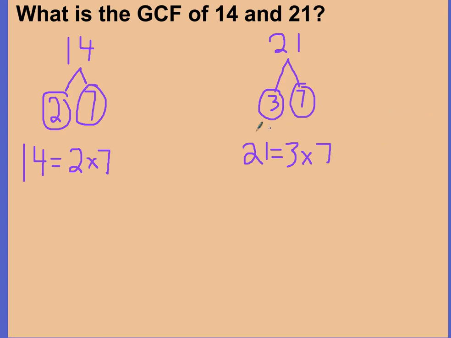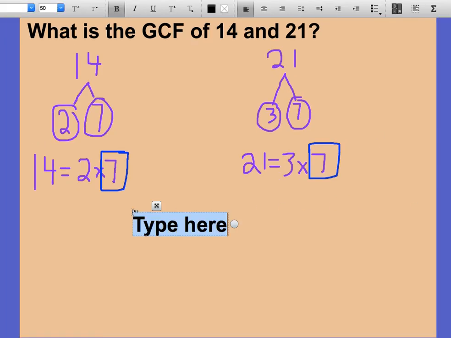Then let's look for common factors. I see a 2 over here, but I don't see a 2 over here. I see a 7 over here, and I do see a 7 here. So I'm going to go ahead and make sure I have those marked. And that's really the only common factor. So for this last one, the GCF is simply 7. That's it.